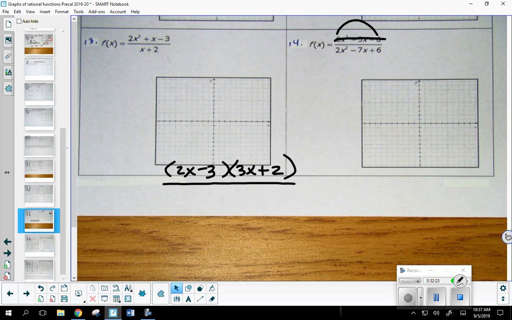Now, I want to take a look at the denominator. 2x squared minus 7x plus 6. First step, multiply the leading coefficient by your constant. What do I get? 12. Now, there's two ways to multiply and get a positive. Either I'm looking for two positive factors or I'm looking for two negative. What do you think? Why two negative?